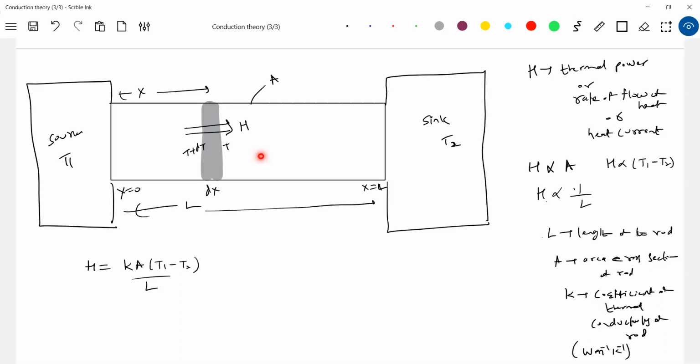No, let's take the wooden rod. Will wood permit the flow of heat? No, it's a very good insulator, no? So therefore, what will happen? What is the value of K for wood? It will be very low.